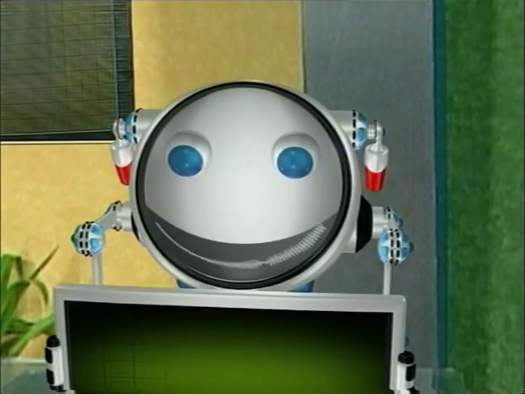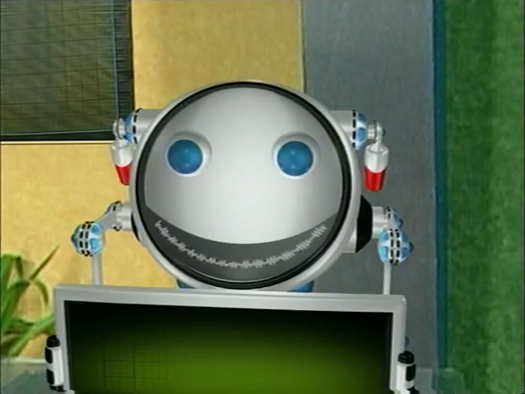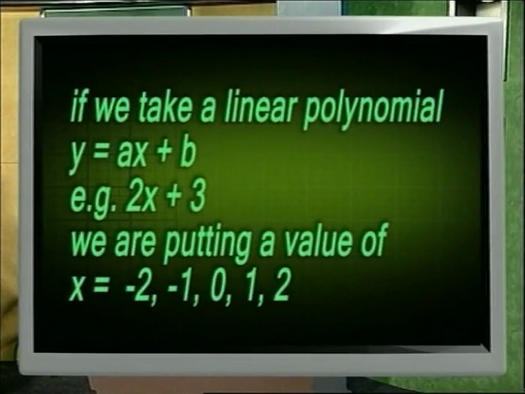Ma'am, how do we represent a polynomial on the graph paper? Yes, Kelsey, to plot a graph, we need to first find out the values in a table. If we take a linear polynomial, y is equal to ax plus b, for example 2x plus 3 is a linear polynomial. We put values of x like 0, 1, 2, minus 1, minus 2, so that we get the values of y.